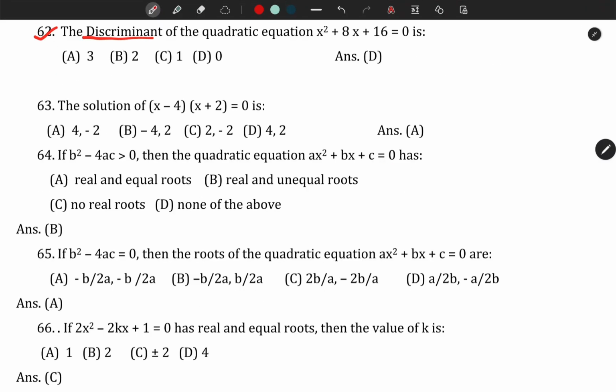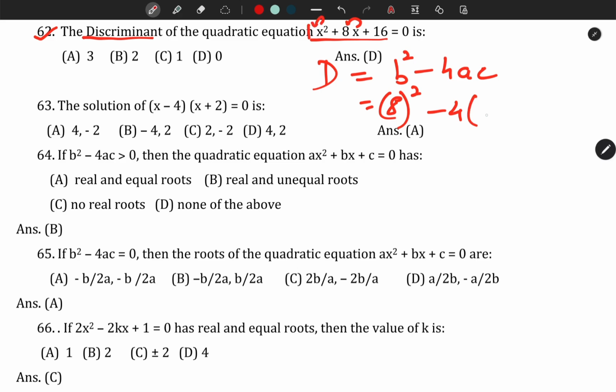62. The discriminant of the quadratic equation is given by the formula b square minus 4ac. b means the coefficient of x, that is 8 here, so 8 square minus 4. a means the coefficient of x square, that is 1. And c is the constant term here, it's 16. 8 square makes 64, minus 4 into 16 is also 64. 64 minus 64 is 0. So the correct option is D, 0.